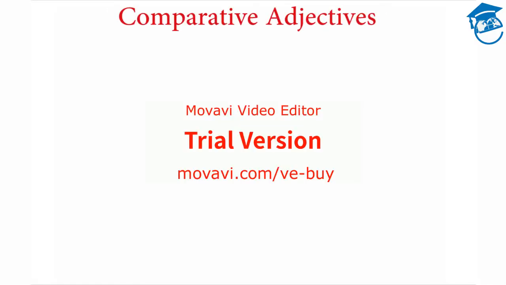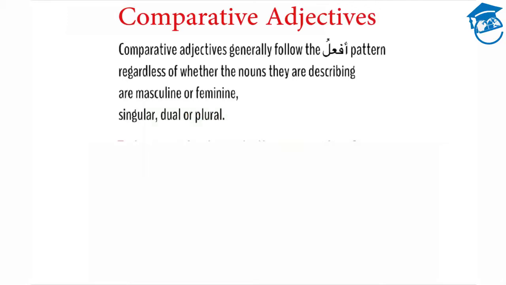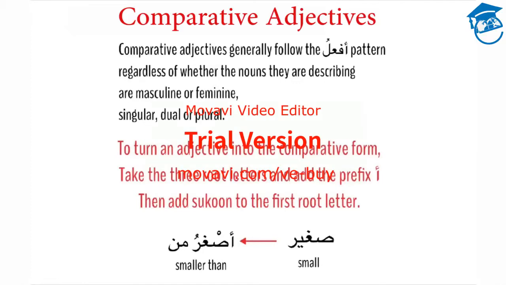The comparative adjectives generally follow the af'alu pattern, regardless of whether the nouns they are describing are masculine or feminine, singular, dual, or plural. To turn an adjective into the comparative form, take the three root letters and add the prefix aleph with hamza. Then add sukun to the first root letter. Let's see how this is done. Let's look at the example.